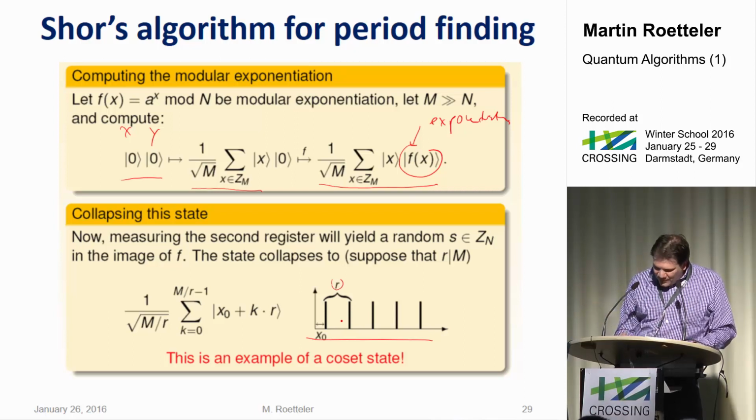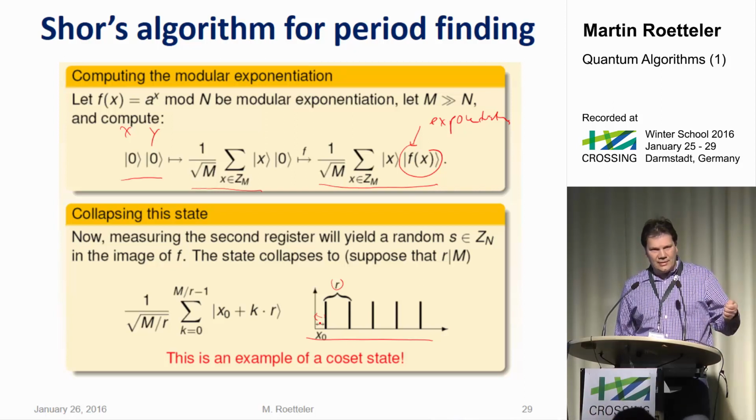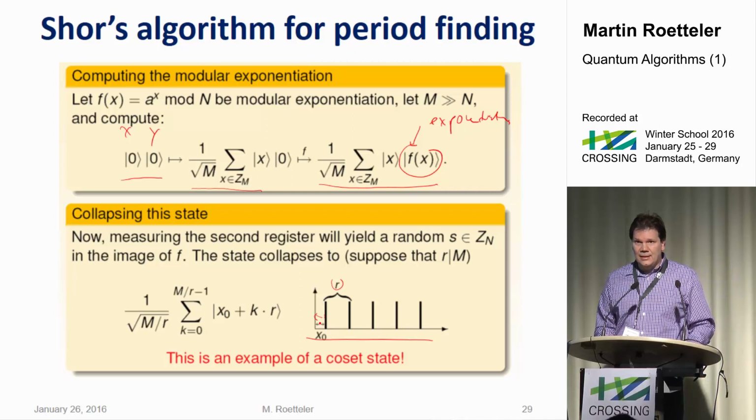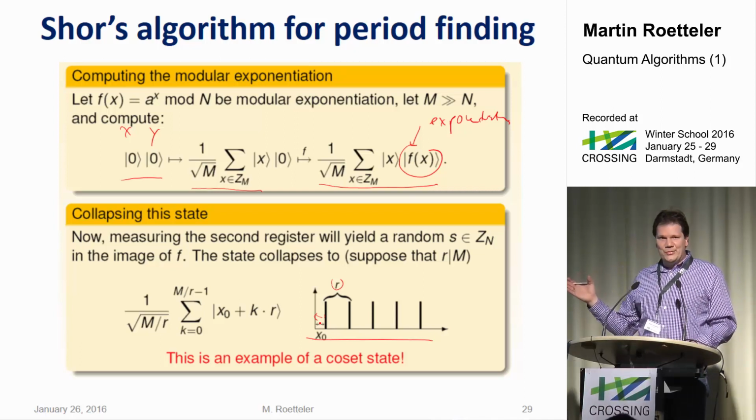But unfortunately you will have some offset here that you cannot control. If you do it again, you set up a state and you measure the second register, with very high probability you get a different offset. So that doesn't really look very useful.